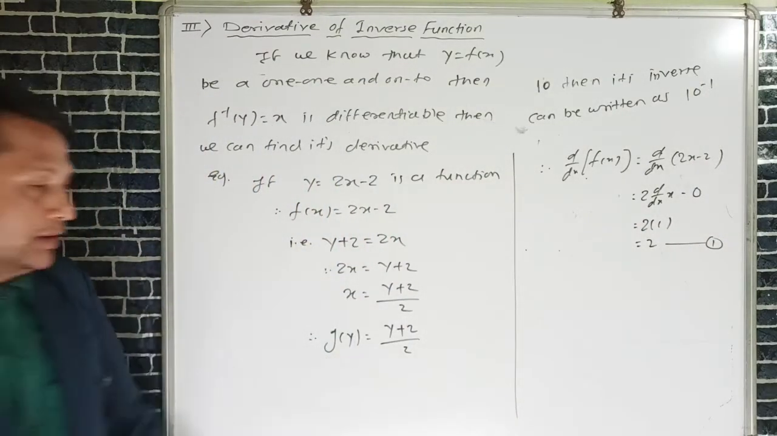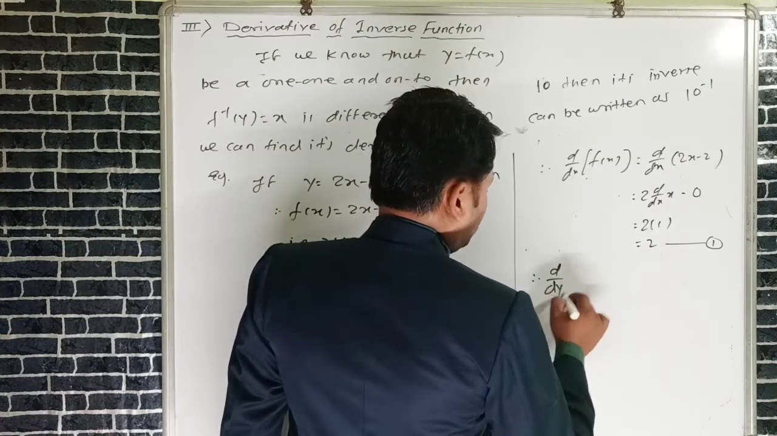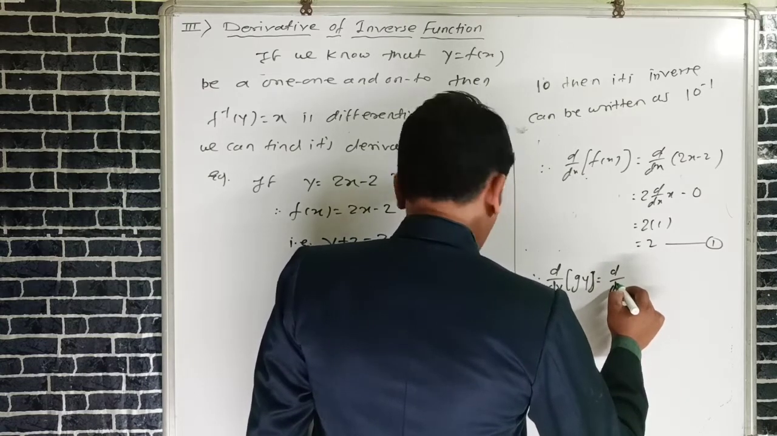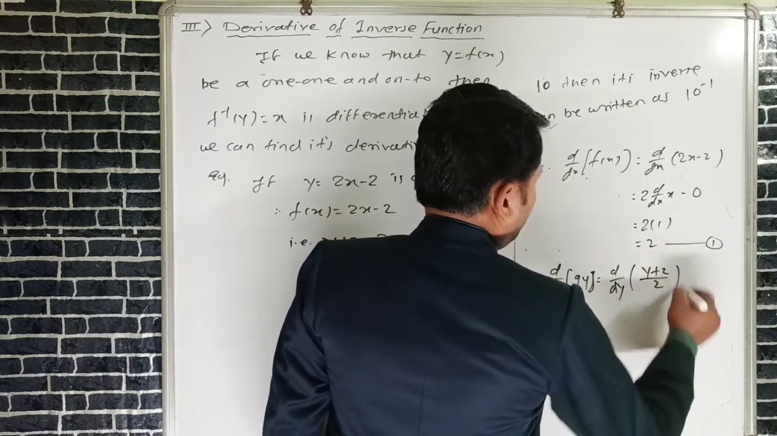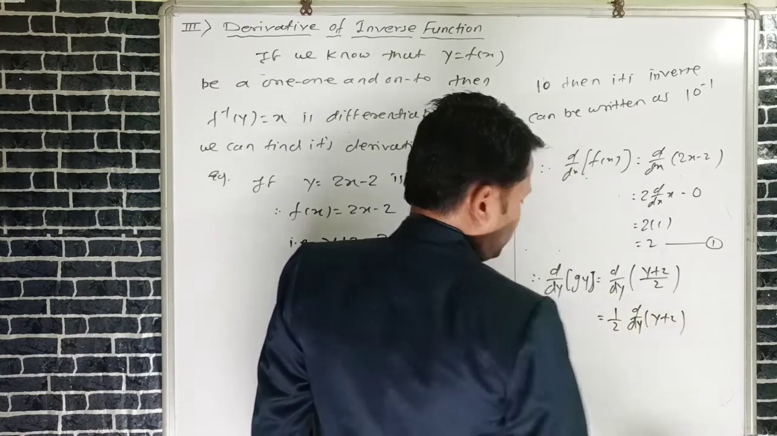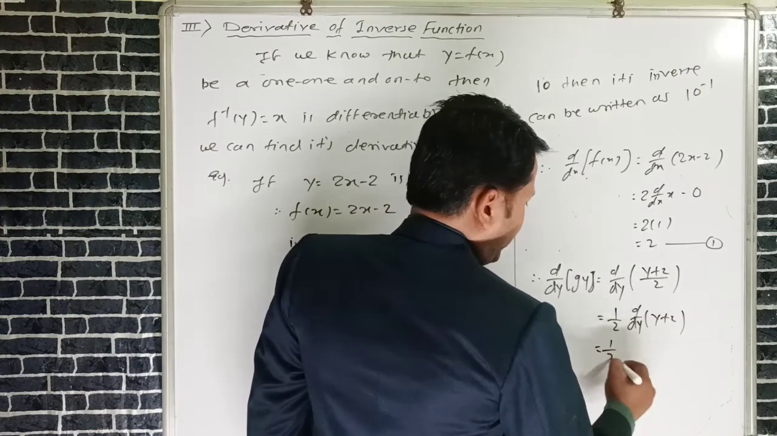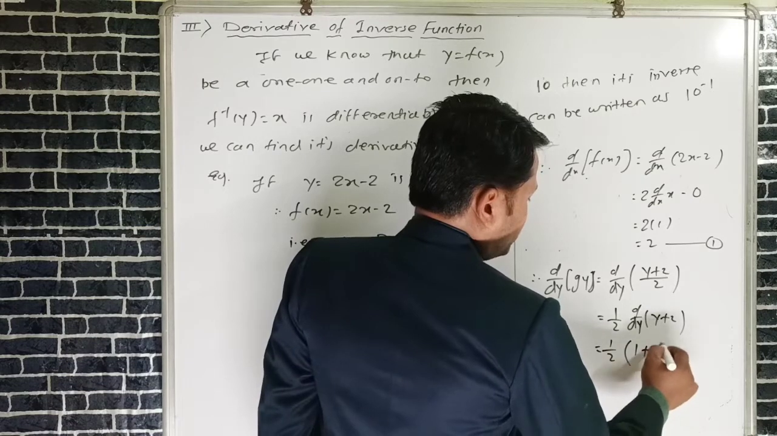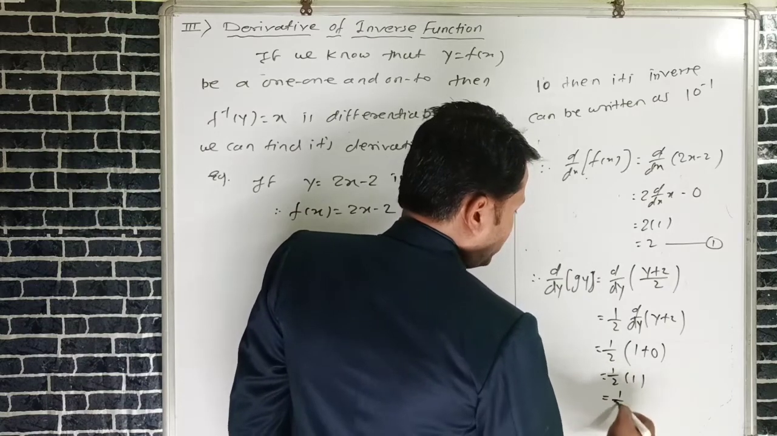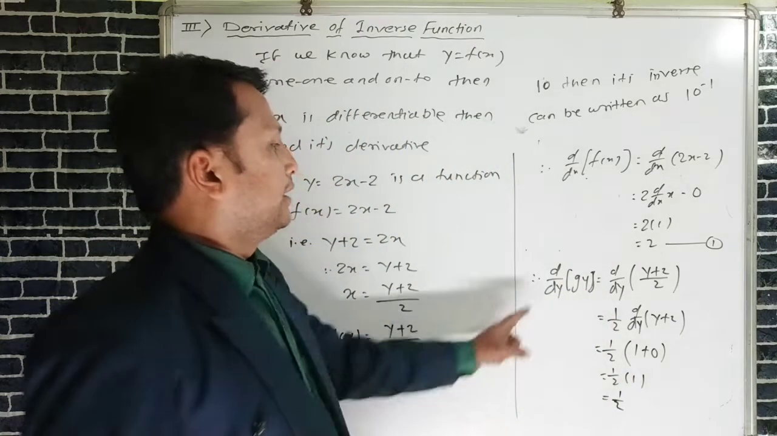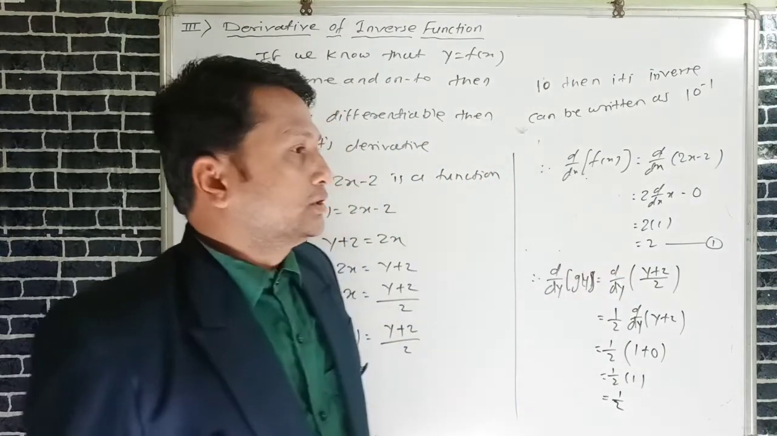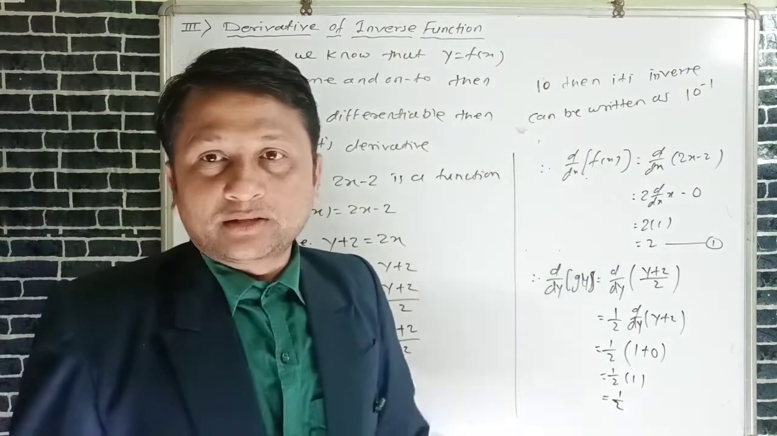Hence if we find the derivative of g of y with respect to y, it is the derivative of y plus 2 upon 2. Here 1 by 2 is a constant, and the derivative of y plus 2 is 1 plus 0, which is 1. So 1 by 2 into 1 is 1 by 2, which is the derivative of g of y. Hence 2 and 1 by 2 are reciprocals of each other.